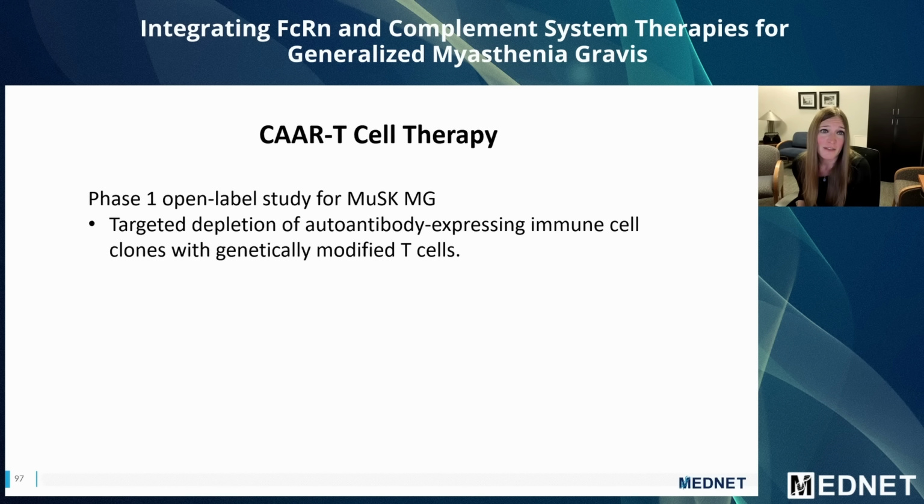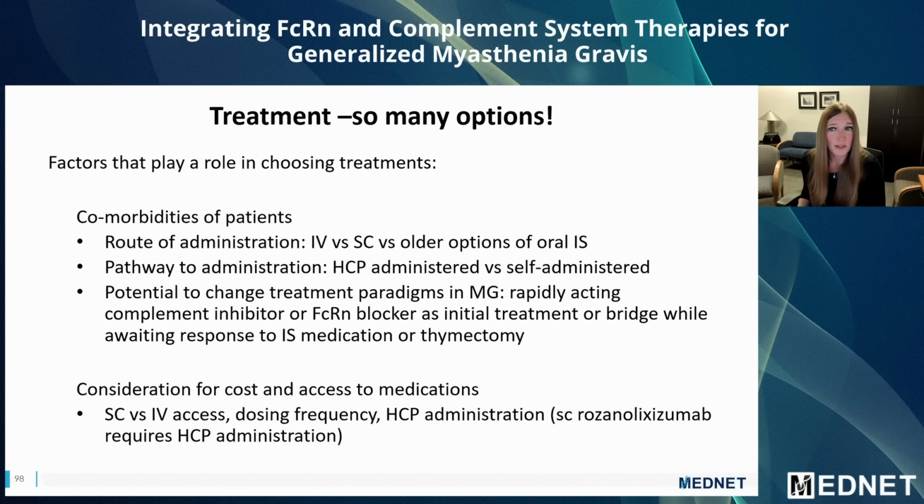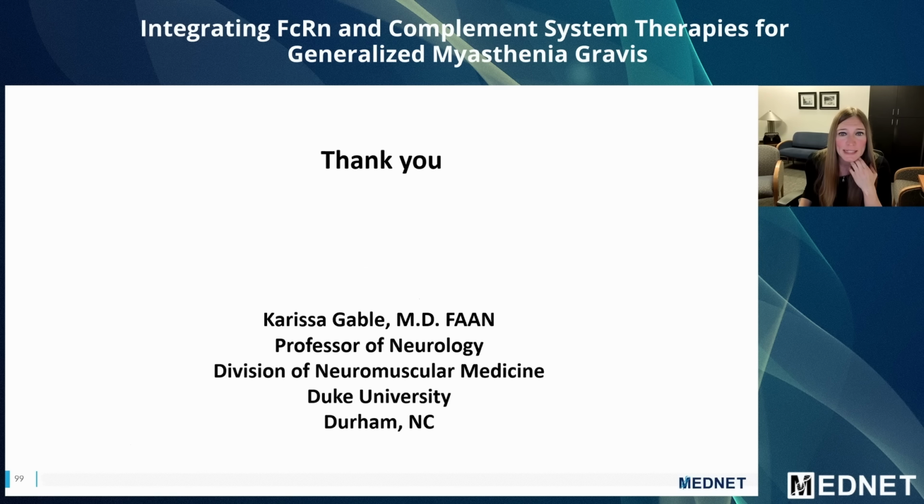And then there is the potential to change the treatment paradigms. Treatment algorithms for MG are shifting. You could consider someone getting antibiotics and a complement inhibitor to bridge for other medications that you might try, or before thymectomy, or using an FcRn blocker as an initial treatment potentially. I think considering cost and access to medications is important, as well as dosing frequency.